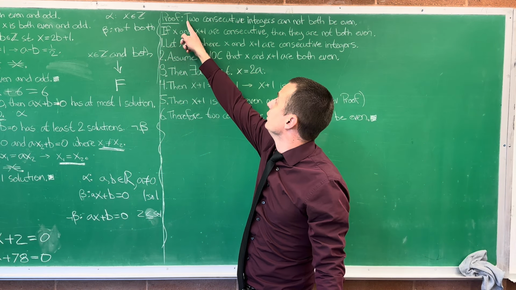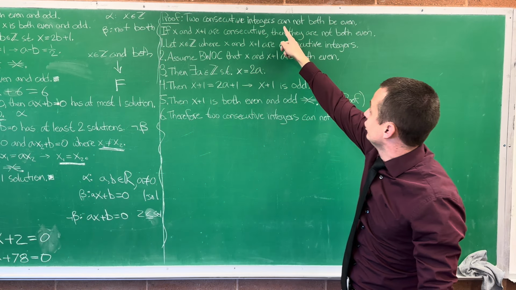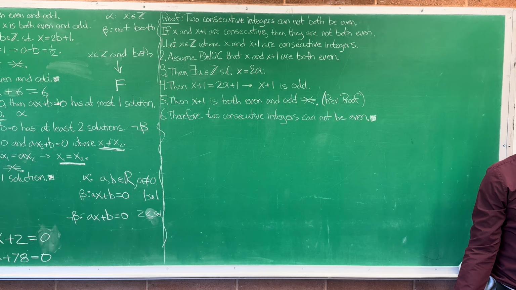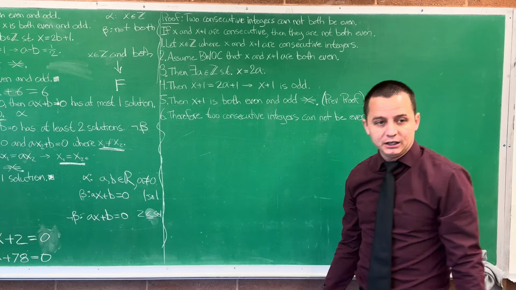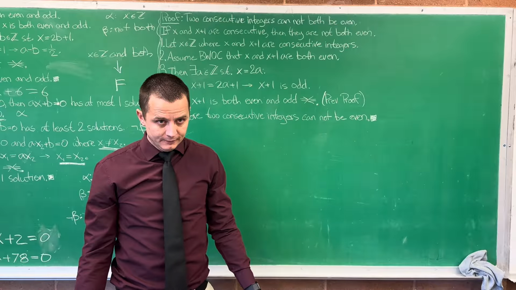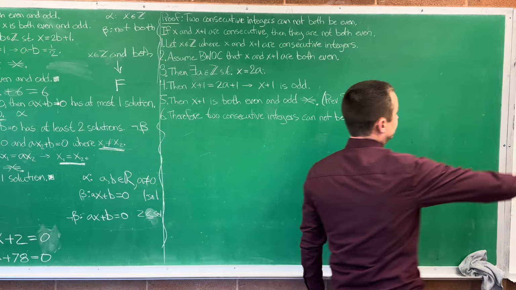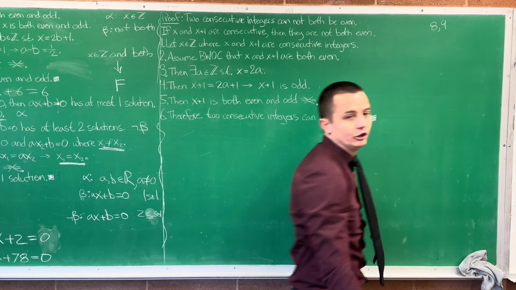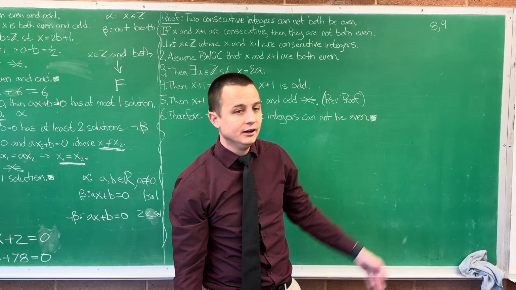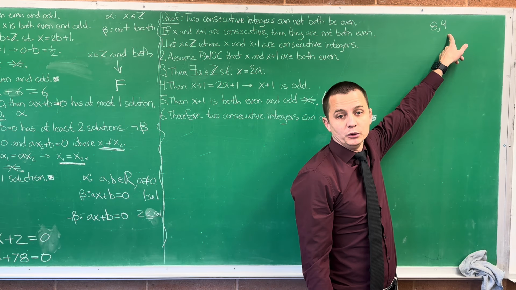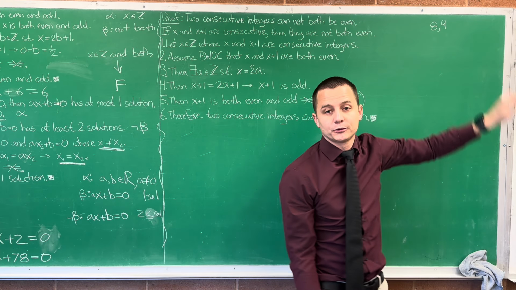So our next proof: two consecutive integers cannot both be even. That makes sense. What are two consecutive integers? So x plus 1. Well, in general though, but I mean concretely: 8 and 9. There's two consecutive integers, one after the other. If this one is even, that one cannot be even. That's what we mean by two consecutive integers cannot both be even.